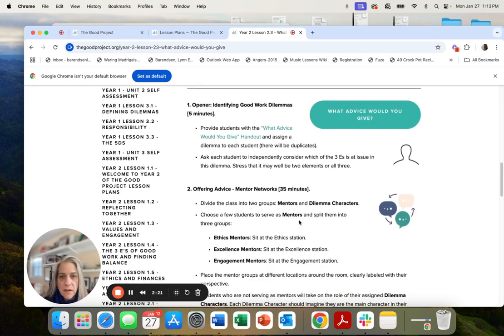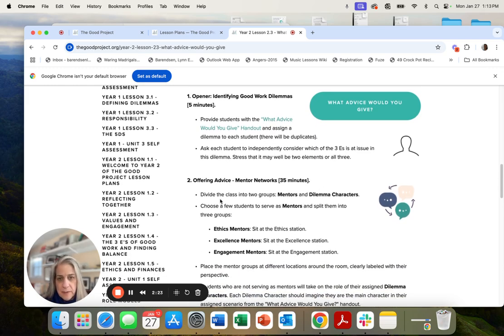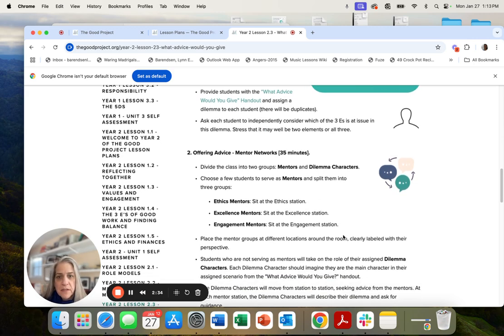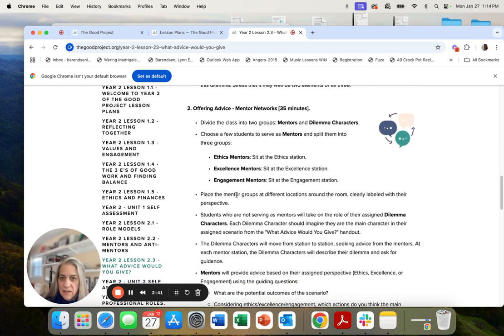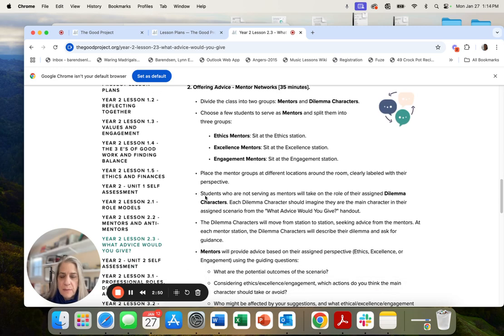The bulk of the class will be spent on this activity. You've got 35 minutes for it. Divide the class into 2 groups, mentors and dilemma characters, so those who are seeking advice and those who are giving advice. Choose a few students to serve as mentors, and we suggest putting them into 3 different groups, each representing one of the 3 E's, so that they'd be offering advice with specifics to excellence or ethics or engagement. And then put the mentor groups in different locations around the room.